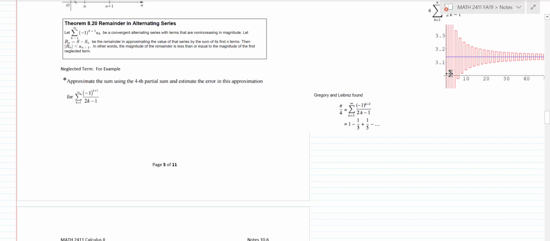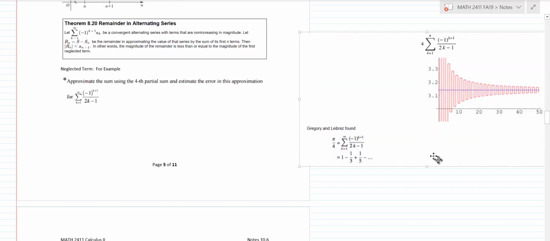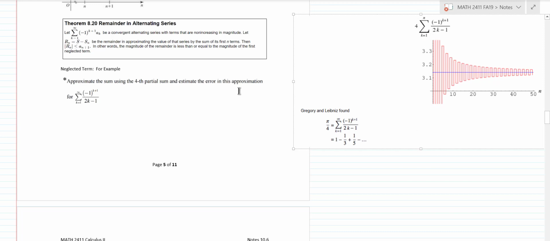Here we're going to do a couple of examples that demonstrate this idea of estimating the value of a series. In this example, we're going to approximate the sum using the fourth partial sum, and we're going to estimate the error in the approximation. Now, this series, I didn't write on your notes, but this is a convergent series. I'll show you how we can prove that. And the value is pi over 4.